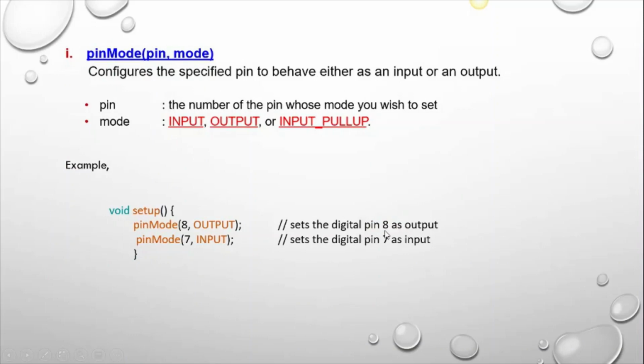For example, in pin mode, as you know, pin mode is used to configure your digital pin. So you can configure it as input, output, or input pull up. So this is the example. Let's say in the void setup, you want to declare your pin 8 as output. So pin 8 is your digital pin 8, and then you want to declare pin 7 as an input, which you set the digital pin 7 as input. This is how you use this function of pin mode.